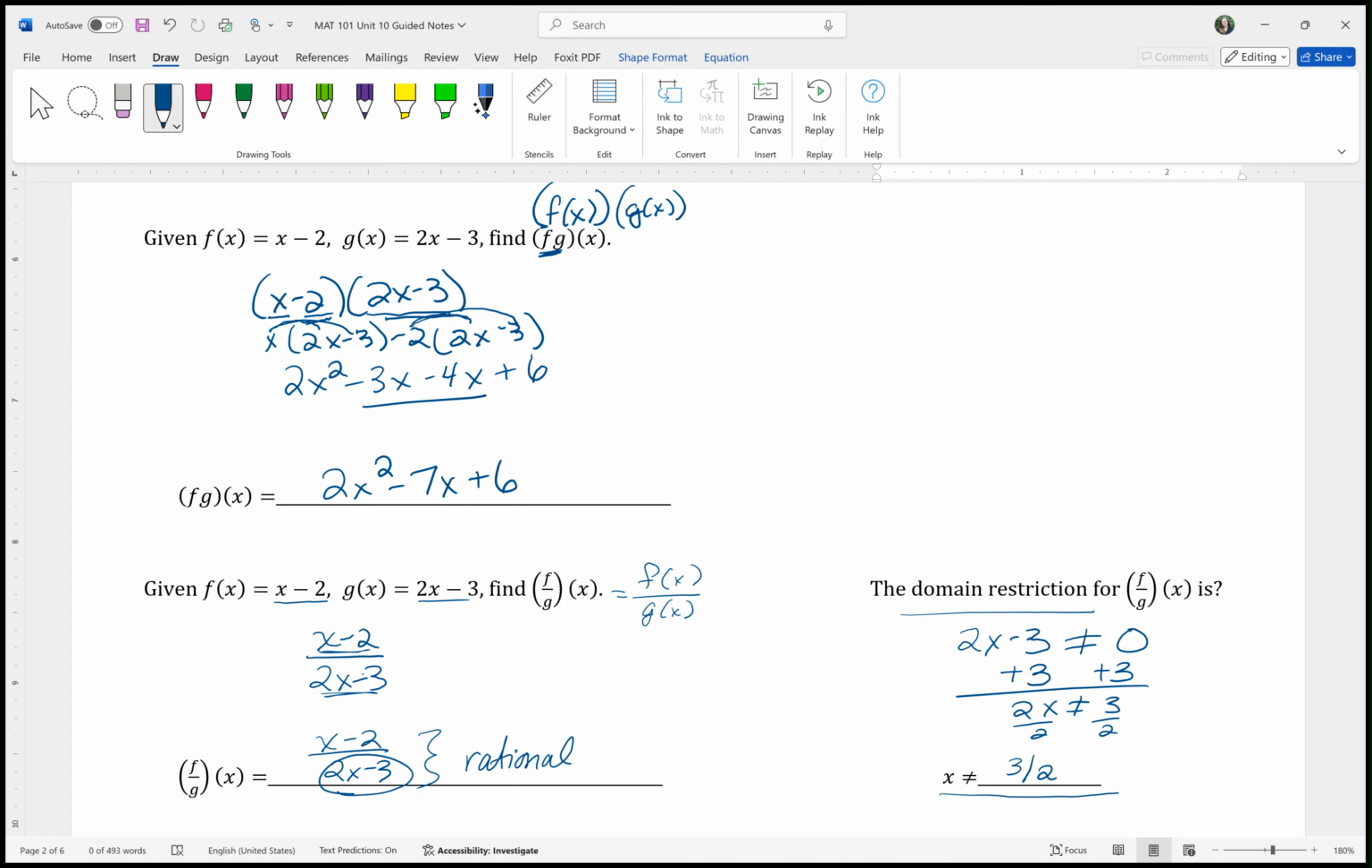As a quick note, this is not really asking for the domain. It's asking for the domain restriction. So it's basically saying, hey, what number are we having to take out here? And it cannot be that number because if it is that number, we're dividing by 0. Okay, so that gives you a quick rundown of all the different operations, add, subtract, multiply, and divide with 2 different functions.